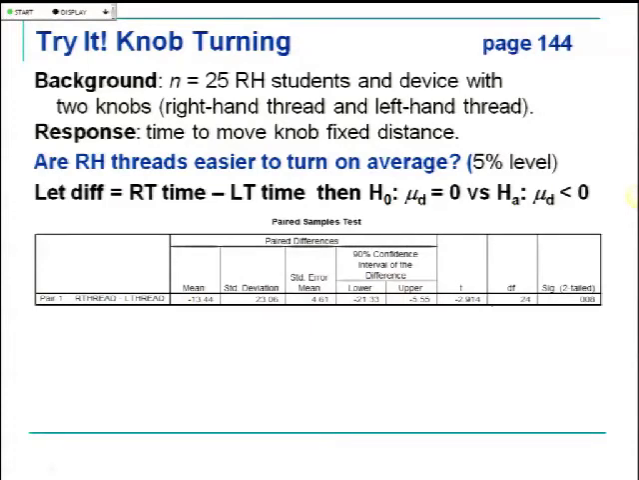One, how long did it take him to turn the knob? That was right thread knob. And the other, how much time did it take him to turn that left thread knob to make the indicator go the same distance. We were asking the question whether or not right thread knobs are easier to turn on average. And the response here, what am I measuring? Time. Time to move that knob a fixed distance. That's a quantitative response. So that's why I know it's means and not proportions. Are right threads easier to turn on average? Also an indication of means.